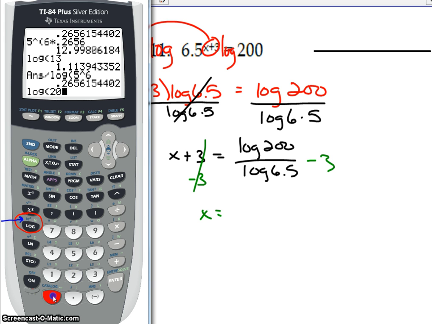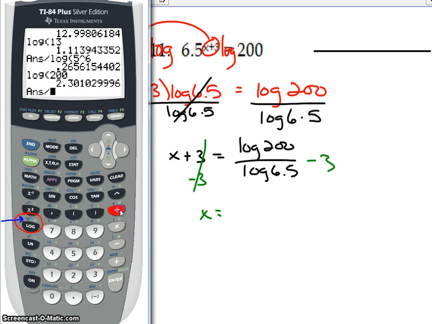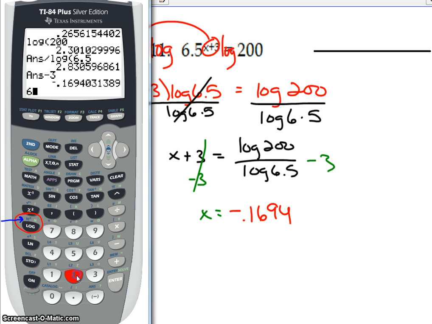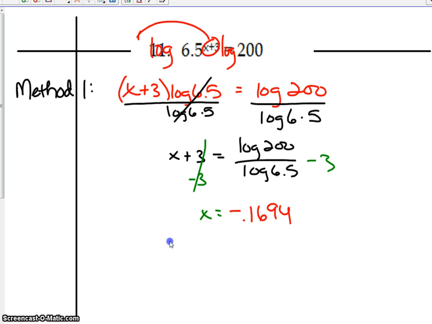Log 200, okay, divided by log 6.5. And I'm going to hit enter again because that's going to give me the value of that fraction part. And then I'm going to go minus 3. So negative 0.1694. Okay. So again, if I want to check 6.5, raise it to the x, negative 0.1694 plus 3, okay, I get about 200. There's my solution. That's not a bad method to use, okay?